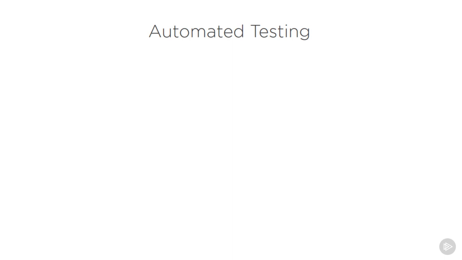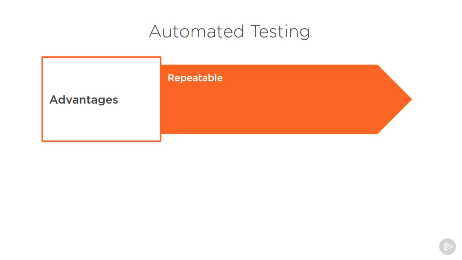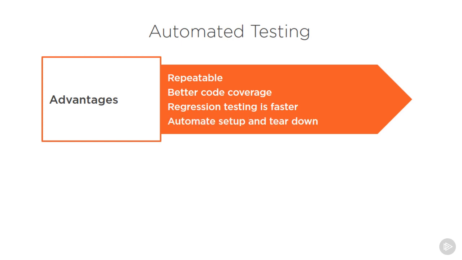And then, of course, there's what we're talking about here, which is automated testing. Now, there's some advantages to doing these unit tests and automating this. First thing, it's always repeatable. You can just run it. It's code that you run over and over again. You'll find if you take advantage of the tools in Visual Studio, you'll have better code coverage. Regression testing then becomes faster, and you can also automate the setup and the teardown.